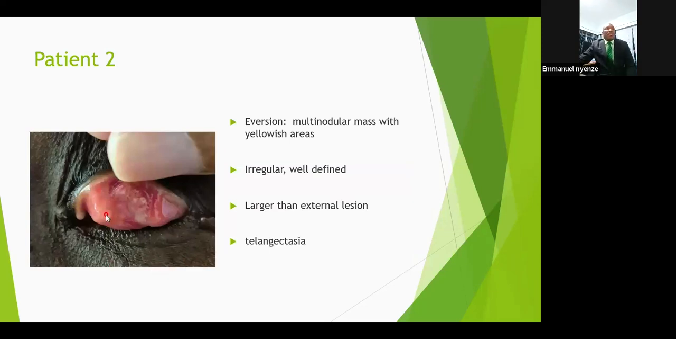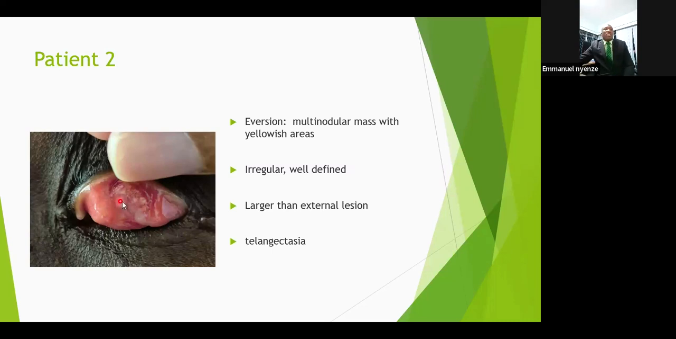Once you evert this lid, you can see this is a bigger lesion than we thought before. It's nodular. You can see the nodular areas with the yellow lesions. This is typical, and you can see the dilated blood vessels. This is very typical for a sebaceous gland carcinoma, and that is the diagnosis that we maintained going forward. So what is the plan of management?